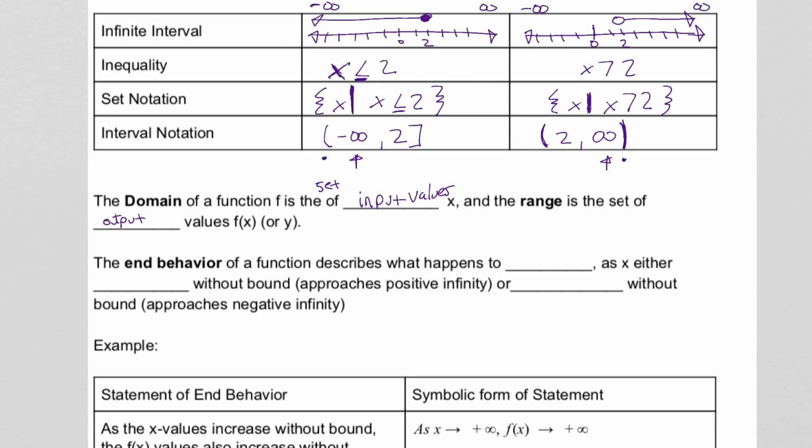The end behavior of a function describes what happens to the f of x values, or in other words, the y values, or you could also say the output values, right? These are all the same thing. As x either increases without bound, meaning approaching positive infinity, or decreases without bound, approaching negative infinity.